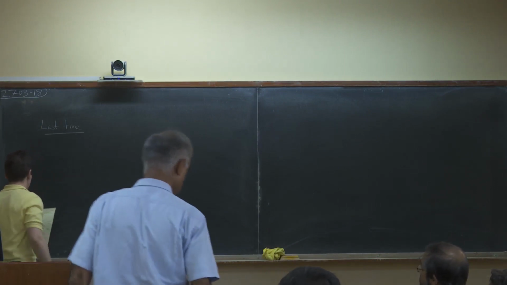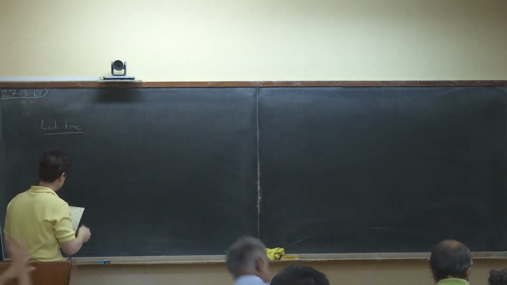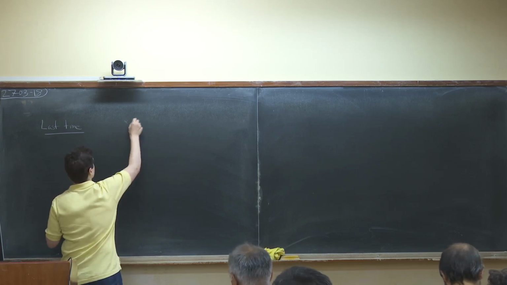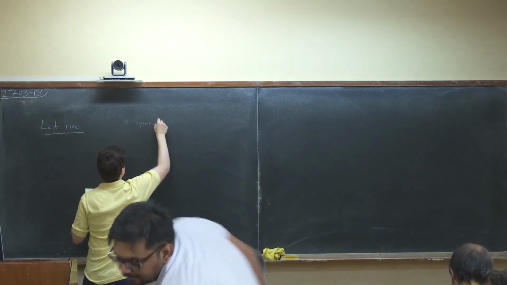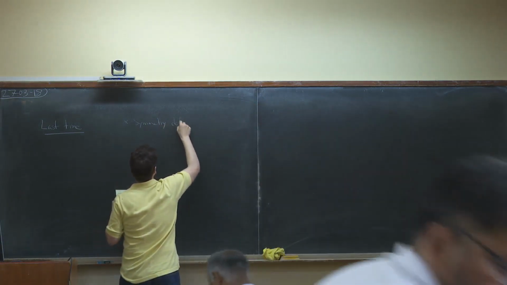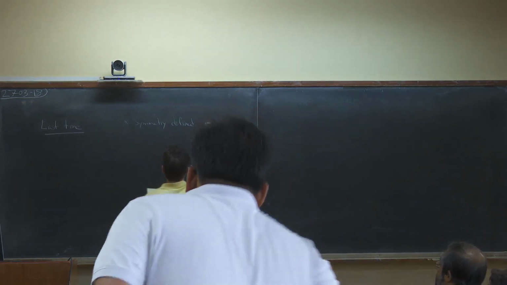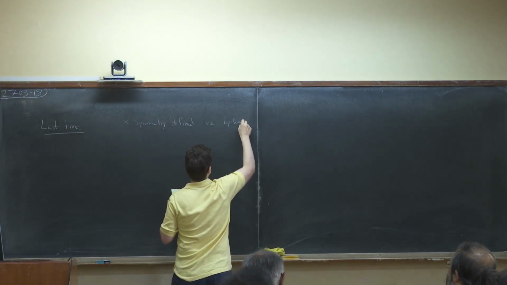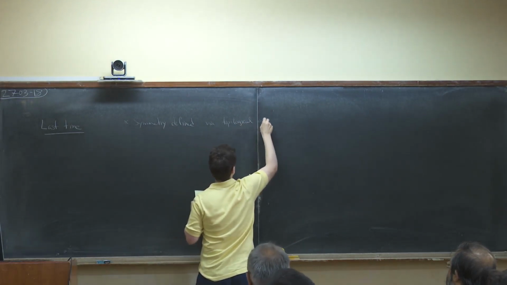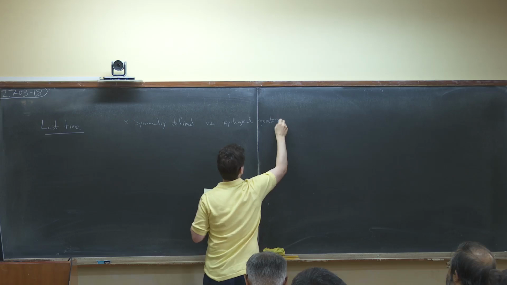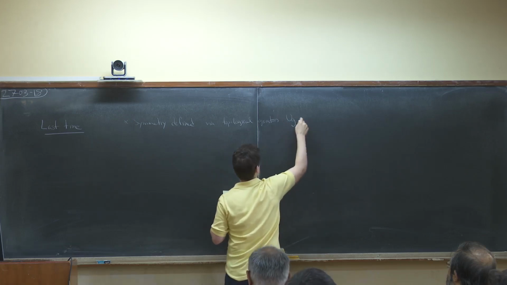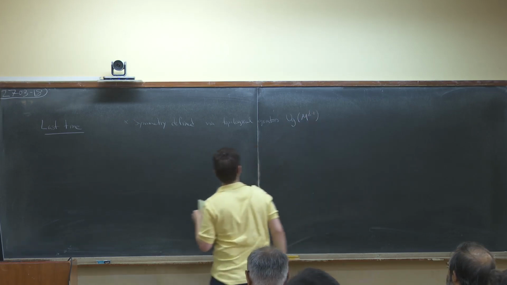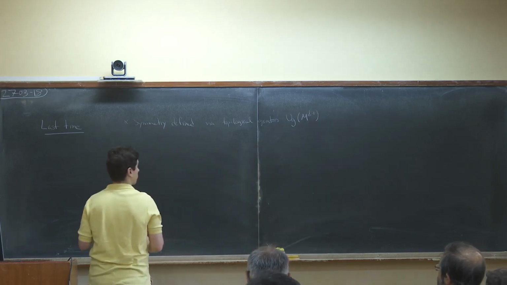Let's say a couple of things about last time, just to remind us. Last time we had symmetry defined via topological operators. U_g, where g was an element of the symmetry group, could be put on any codimension 1 manifold, M_{d-1}.